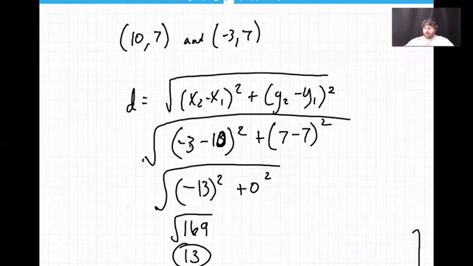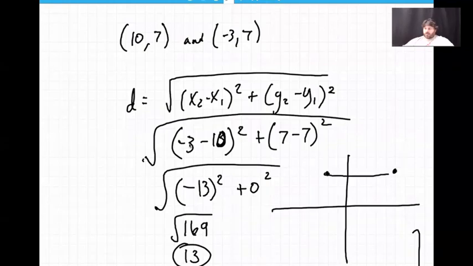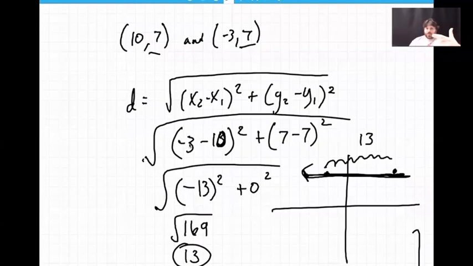And this was a lot of work. What I should have realized, right, is that (10, 7) is here. (Negative 3, 7) is here. They're on the same horizontal line. I should have just been able to count 13 spaces over. If you recognize that, if you see two y values the same, they're on the same horizontal. If the two x values are the same, they're on the same vertical. You can just count at that point. Of course, this way works, but sometimes we want to look for little shortcuts.